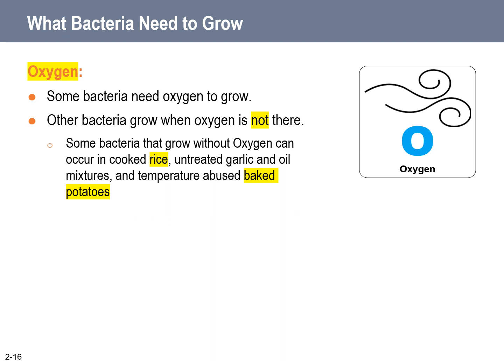Oxygen. This is a weird one where some need it to grow, some do not need it to grow. And then some bacteria that grow without oxygen can occur in cooked rice, untreated garlic and oil mixture. So that's when you just put garlic and oil in a container and not pasteurize it. And then temperature abused baked potatoes.